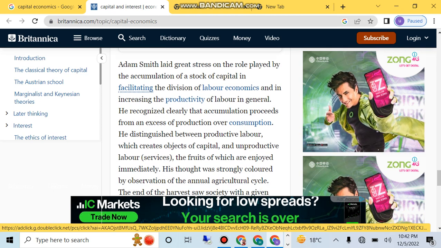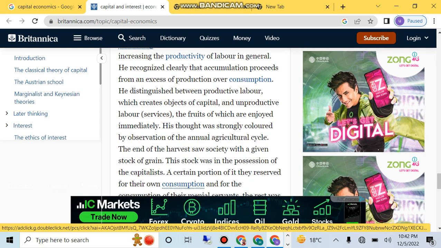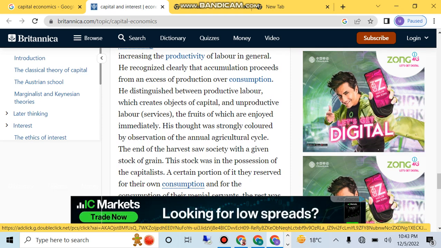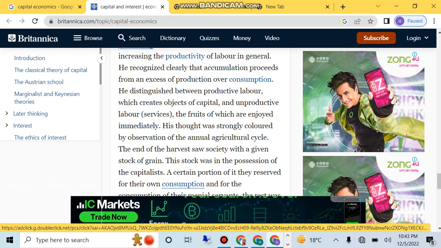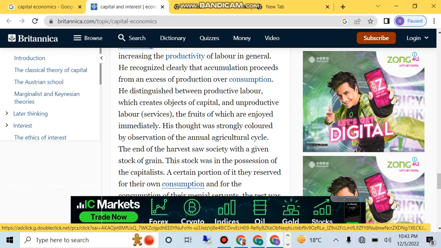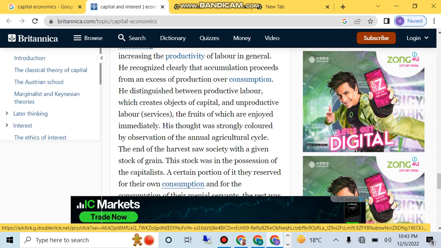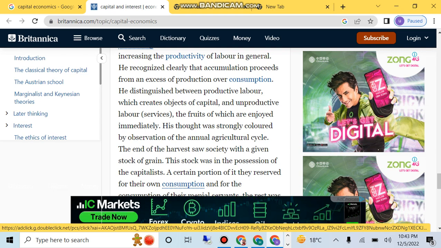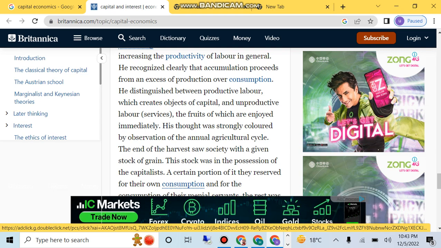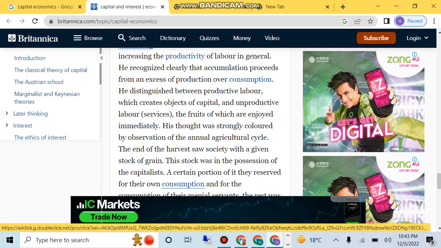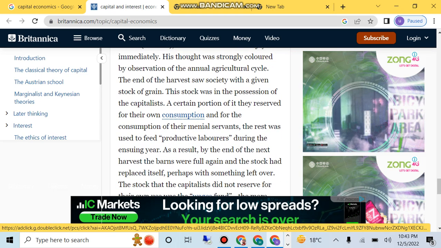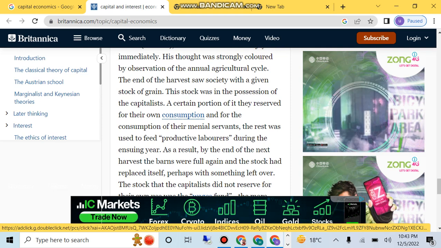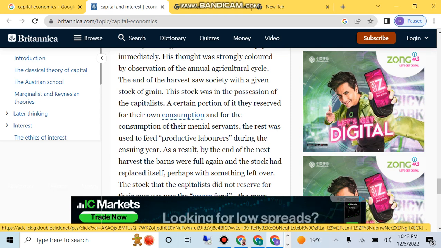He recognized clearly that accumulation proceeds from an excess of production over consumption. He distinguished between productive labor, which creates objects of capital, and unproductive labor, or services, the fruits of which are enjoyed immediately. His thought was strongly colored by observation of the annual agricultural cycle. The end of the harvest saw society with a given stock of grain. This stock was in the possession of the capitalists.